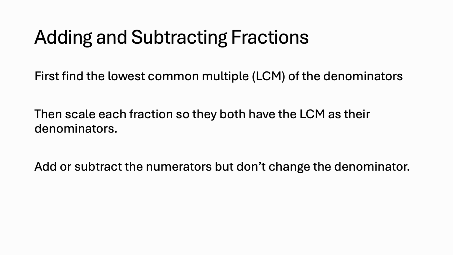So now we're going to look into adding and subtracting fractions. So first, when we are adding and subtracting fractions, we find the lowest common multiple of the denominators. Then we scale each fraction so they both have the lowest common multiple as the denominators. Then we add or subtract the numerators, and we do not change the denominators at all.